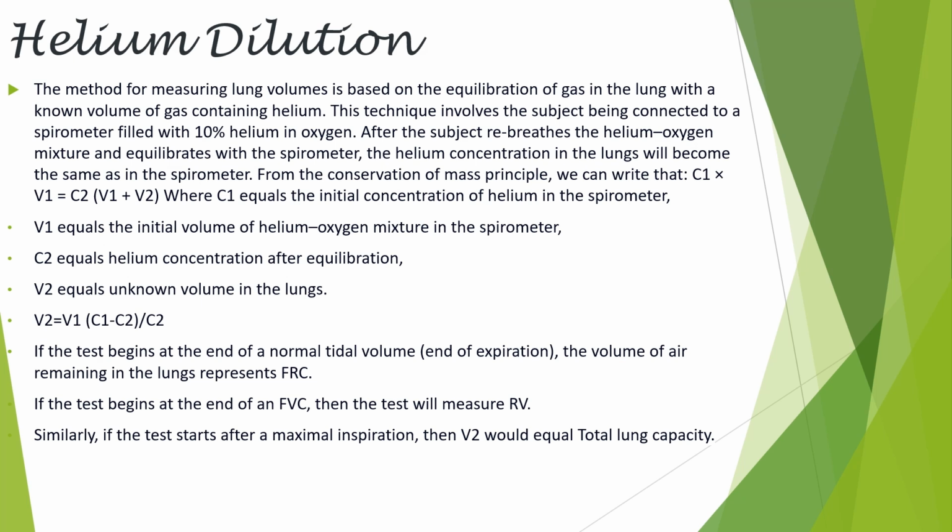From the conservation of mass principle, we can write that C1 into V1 is equal to C2 into (V1 plus V2), where C1 equals the initial concentration of helium in the spirometer, V1 equals the initial volume of helium-oxygen mixture in the spirometer, C2 equals helium concentration after equilibration, and V2 equals the unknown volume in the lungs. V2 can then be calculated by the following formula: V2 is equal to V1 into (C1 minus C2) upon C2.